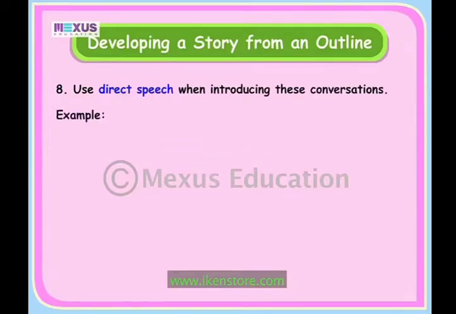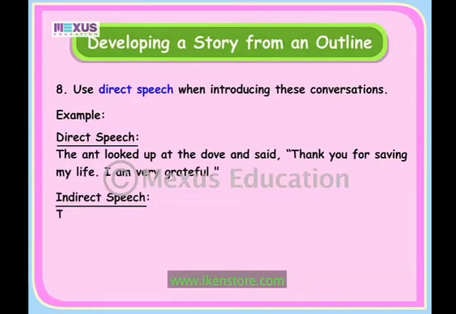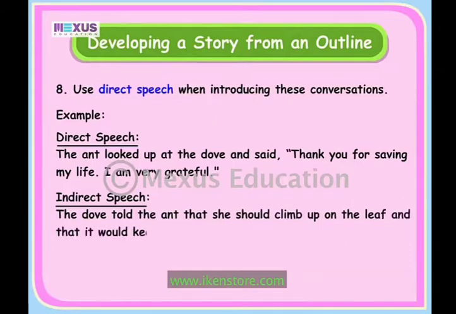For example, in direct speech, the ant looked up at the dove and said, "Thank you for saving my life. I am very grateful." In indirect speech, the dove told the ant that she should climb up on the leaf and that it would keep her safe.